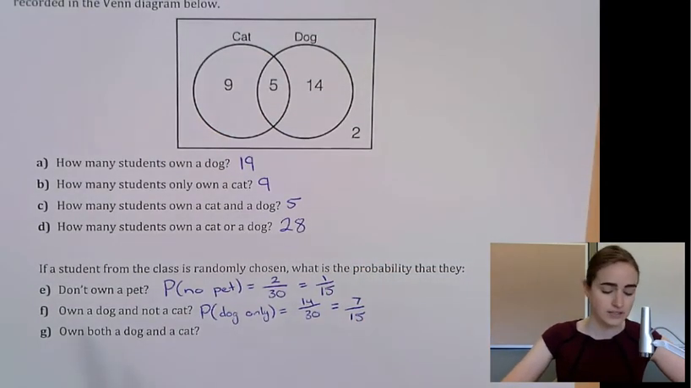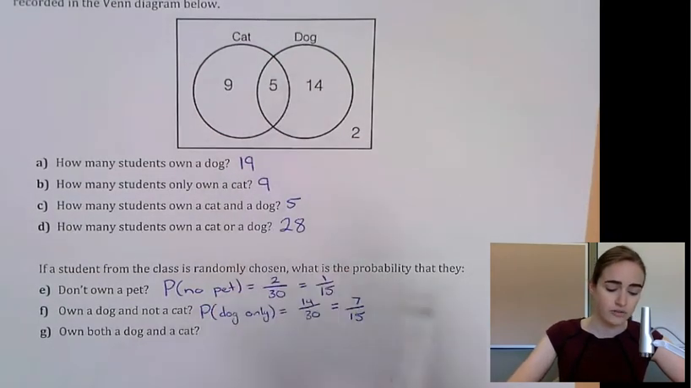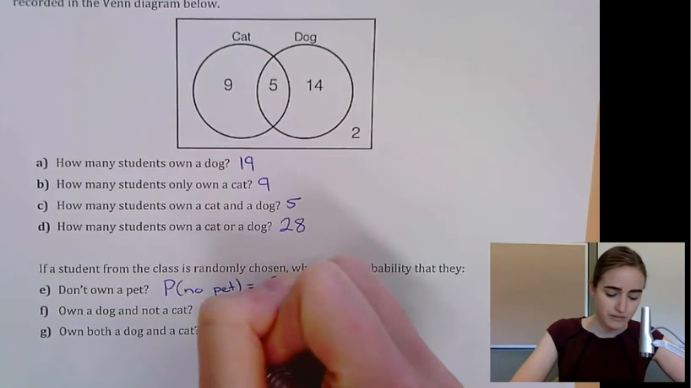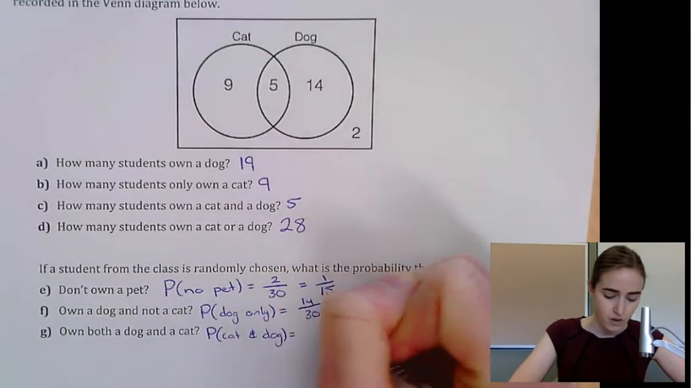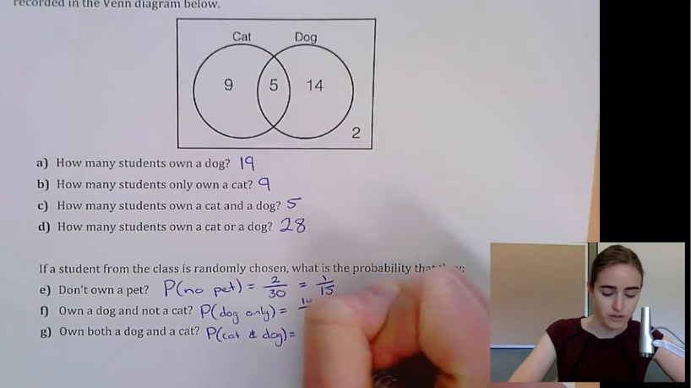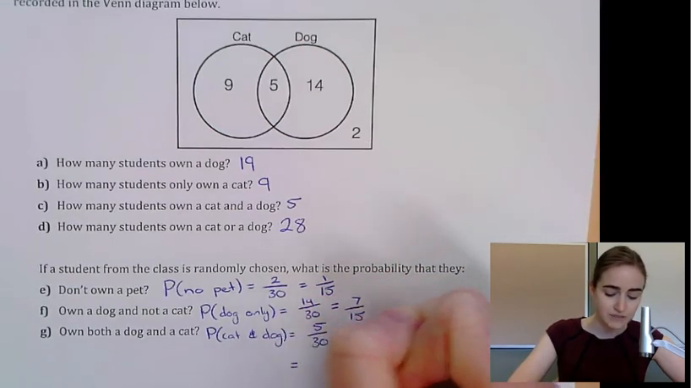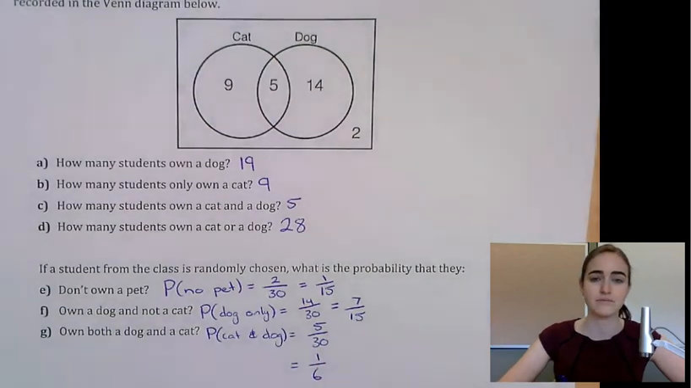And our last question asks us what the probability is that they own both a cat and a dog. So that's our overlap. So the probability of cat and dog would be that 5 over 30. And that would simplify down to 1 over 6. So that's having a look at how we can use Venn diagrams to solve probability problems.